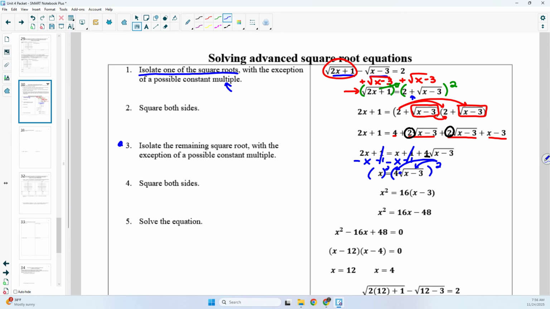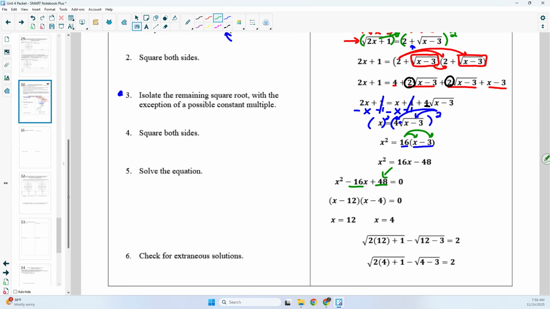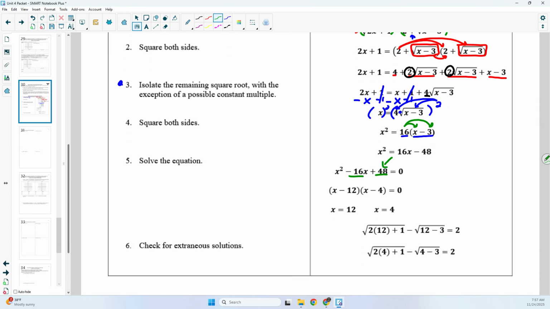So 4 squared is 16. A square root squared cancels, right? So we get x minus 3. From here, we're finally down to something without square roots, so we can distribute. And then set the equation equal to 0. And we're going to factor and solve. So factors are multiples of 48 that add to negative 16, or negative 12 and negative 4. And then from there, we solve.